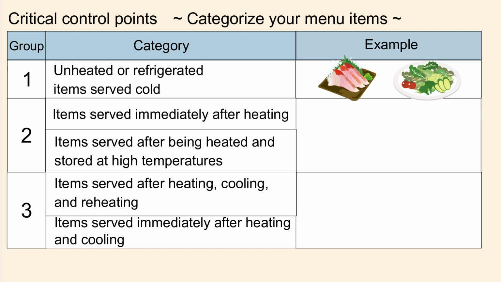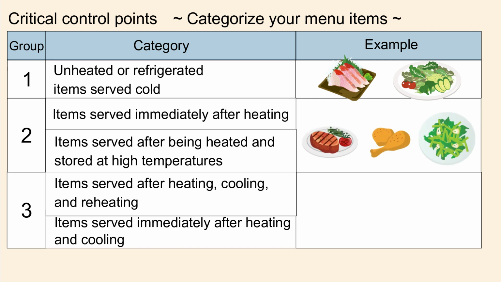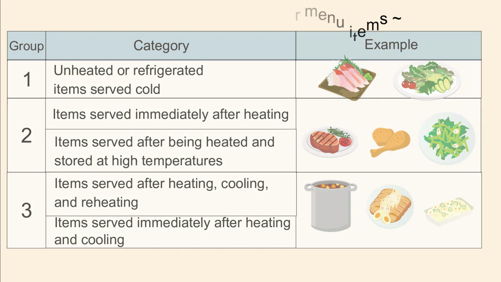The second group are those that are served immediately after heating, or foods that are served after being heated and stored at high temperatures. Examples include steaks, fried foods, and stir-fried foods. The third group consists of items that are served after heating, cooling, and reheating, and items that are served after heating and cooling. Examples include curry, char siu pork or Chinese barbecue pork, and potato salad. Let's take a closer look at these groups.